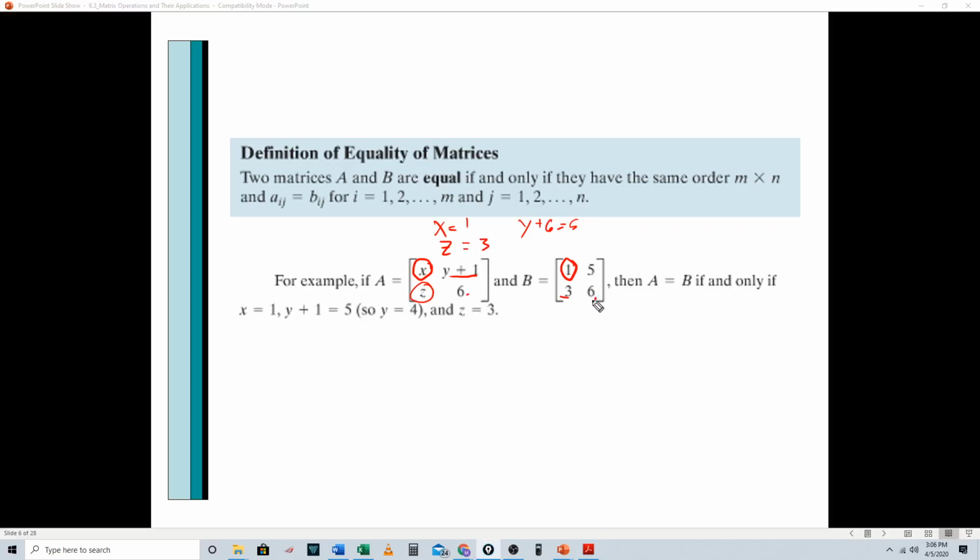All right, so that's the only way matrices can be equal, is if, one, they're the same order. So this is a 2 by 2 matrix, and this is a 2 by 2 matrix. So 2 rows, 2 columns, and 2 rows, 2 columns.